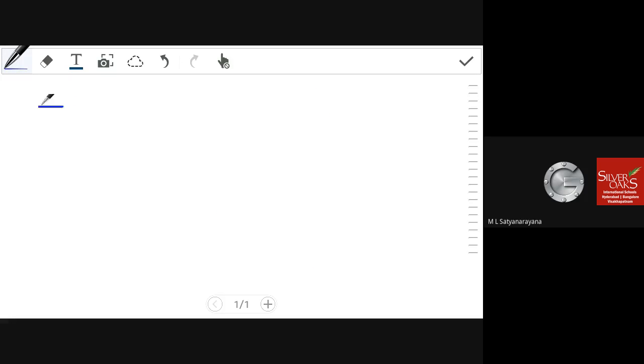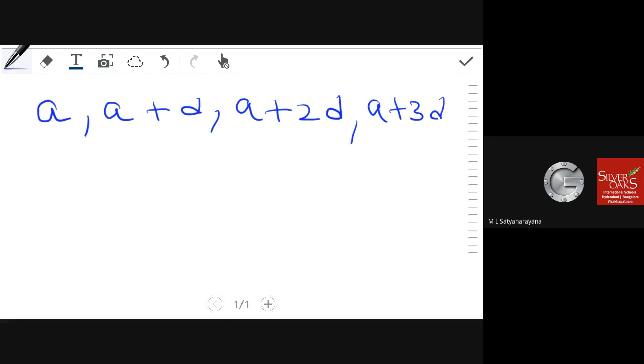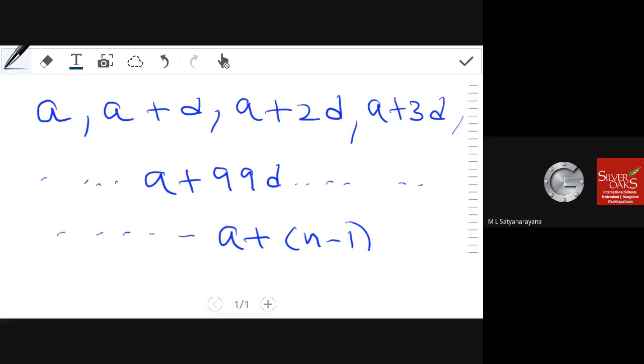In general, if the first term is a and the difference is d, we write a, a plus d, a plus 2d. The third term is a plus 2d. The fourth term will be a plus 3d. Suppose you want the 100th term, it will be a plus 99d. In general, the last term, that is the nth term, is an, and the nth term is simply a plus n minus 1 into d, one decreasing. This is your nth term.